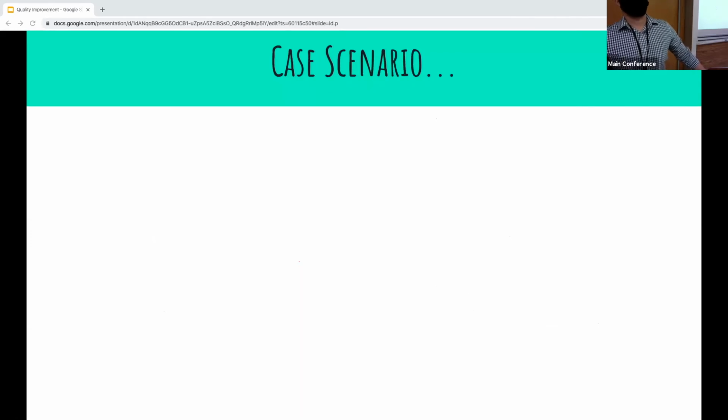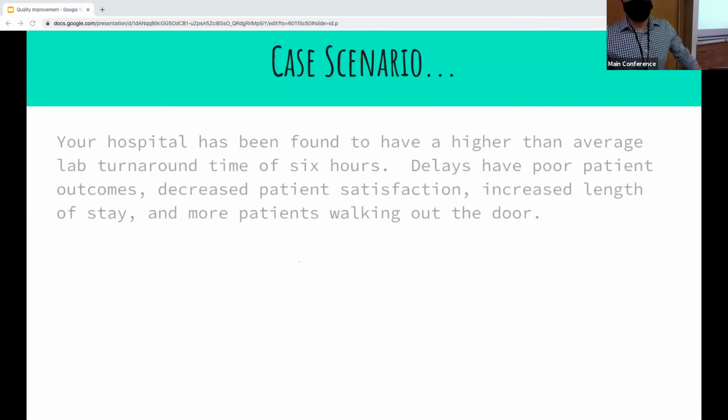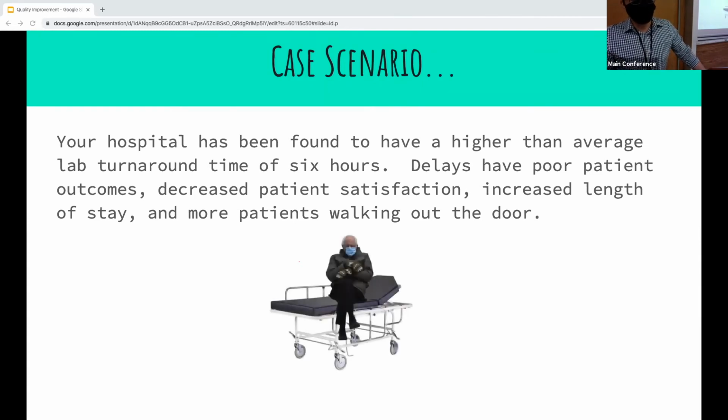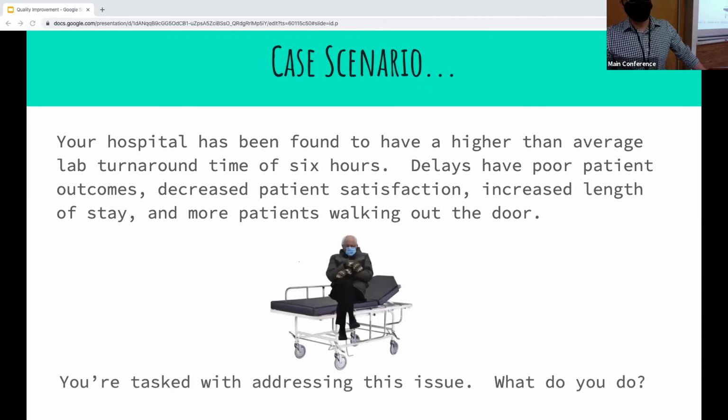So let's go through a case. And this is where I want residents and attendings to jump in. That's great, attending involvement. So your hospital has been found to have a higher than average lab turnaround time of 6 hours. Delays have poor patient outcomes, decreased patient satisfaction, increased length of stay, and more patients walking out the door. So you're tasked with addressing this issue. What do you guys want to do?